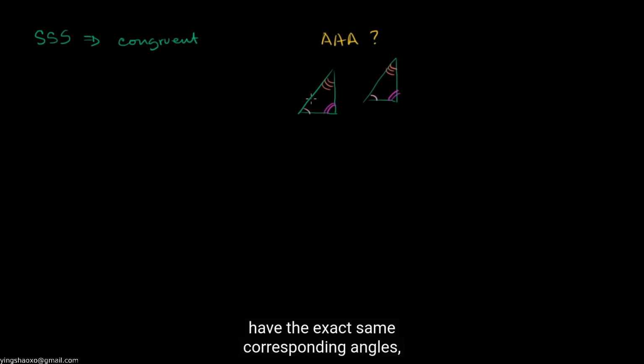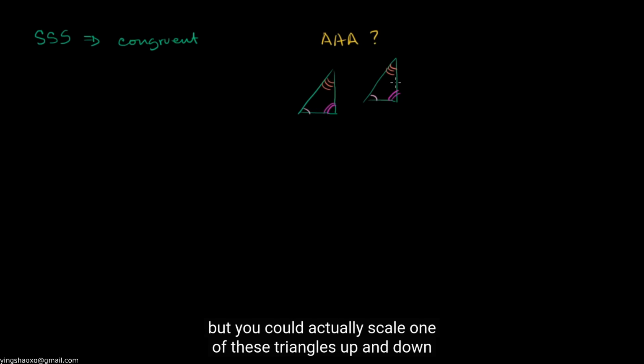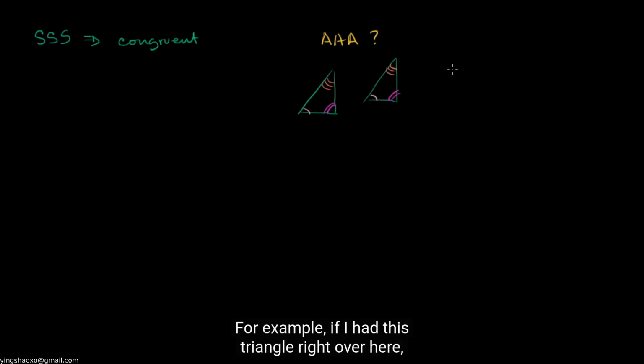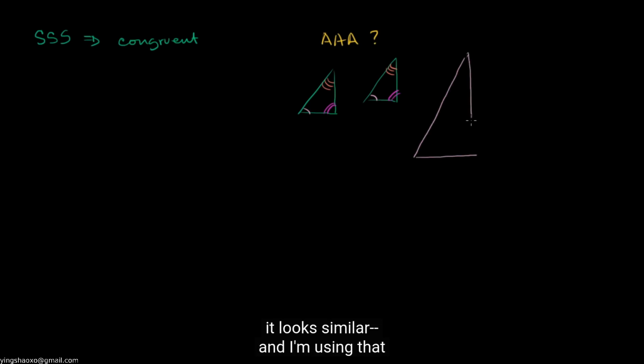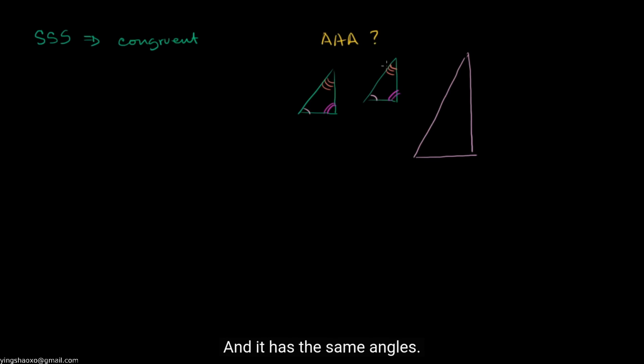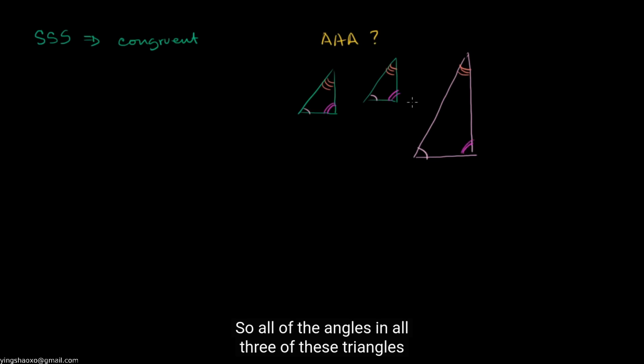But when you think about it, you can have the exact same corresponding angles having the same measure, or being congruent, but you can actually scale one of these triangles up and down and still have that property. For example, if I had this triangle right over here, it looks similar, and I'm using that in just the everyday language sense. It has the same shape as these triangles and it has the same angles. That angle is congruent to that angle. This angle down here is congruent to this angle over here. And this angle is congruent to this angle over here. So all of the angles in all three of these triangles are the same. The corresponding angles have the same measure.